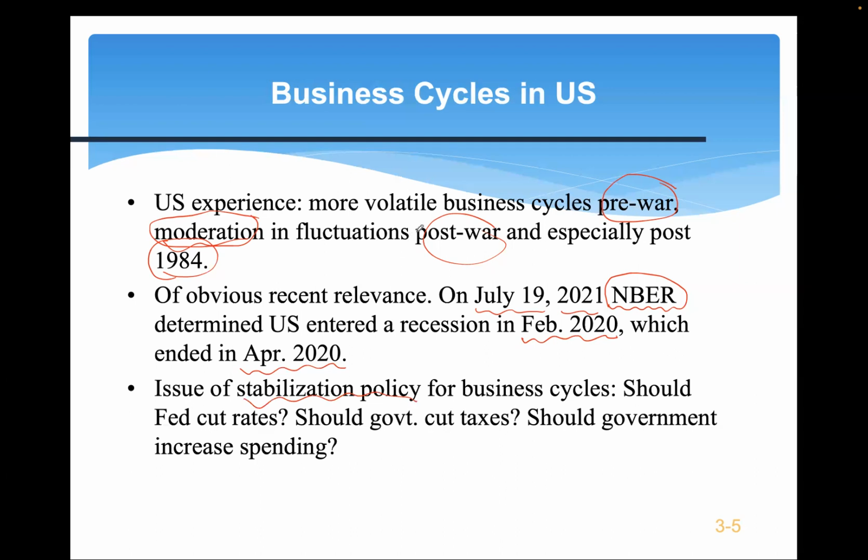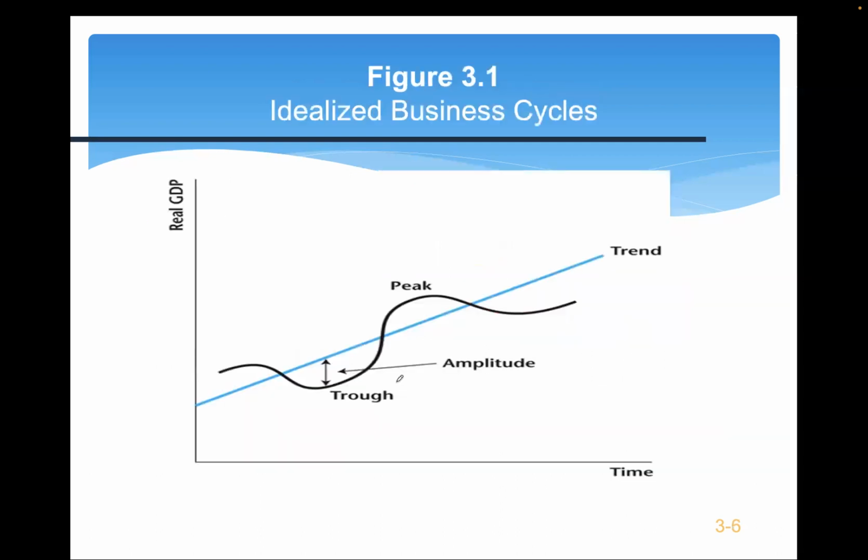But in order to take the proper policy actions, first we need to understand where we are in terms of business cycle, so that we can decide: should the Fed act to cut the interest rate? Should the government respond by cutting the tax rate? Or should the government increase spending? Everything relies on our understanding of business cycle. So that's the main topic of this chapter.